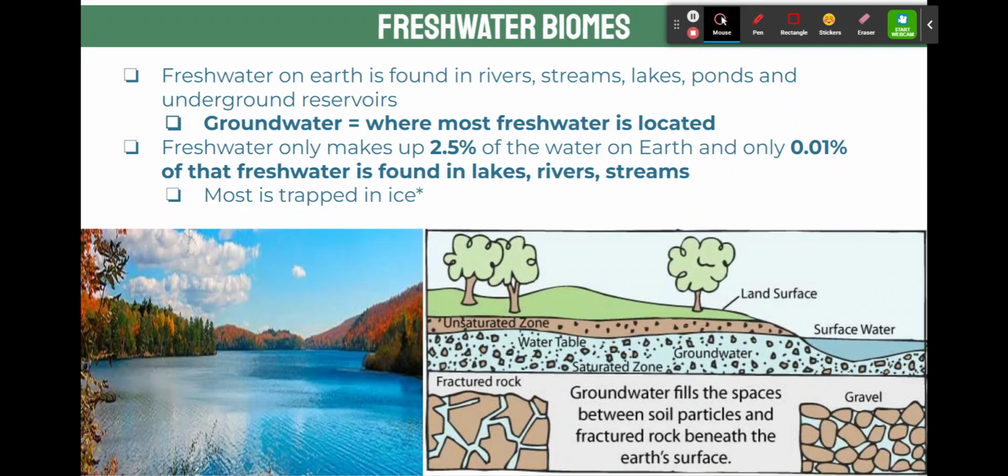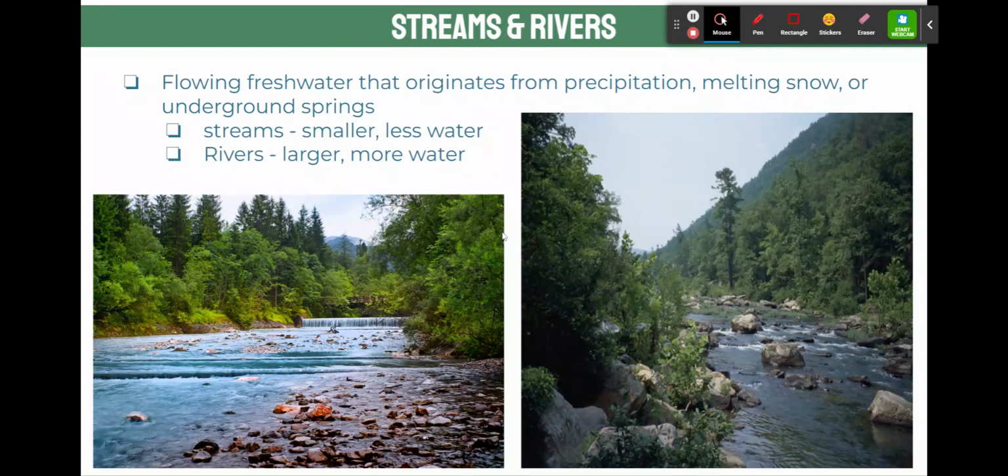Now let's move on to freshwater biomes, again, only making up less than 3% of our water on Earth. Less than 3% of our water on Earth is fresh water. So fresh water on Earth is found in rivers, streams, lakes, ponds, and underground reservoirs. The majority of fresh water is going to be found in the ground. Most of it is trapped in ice.